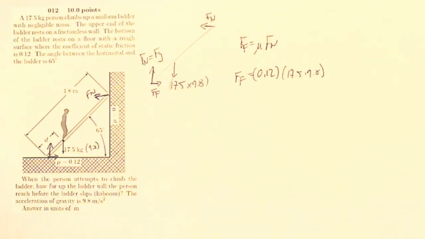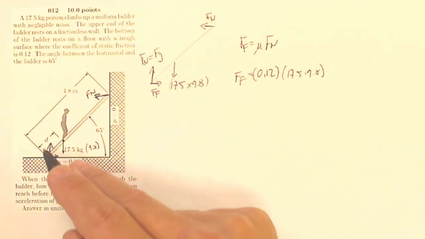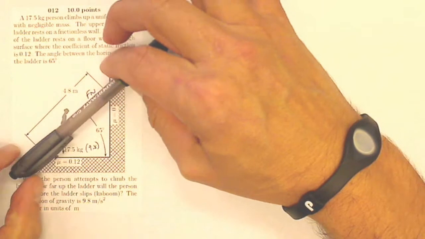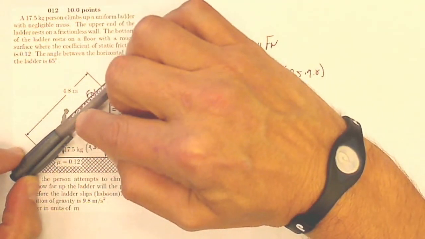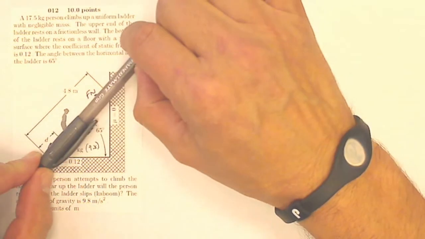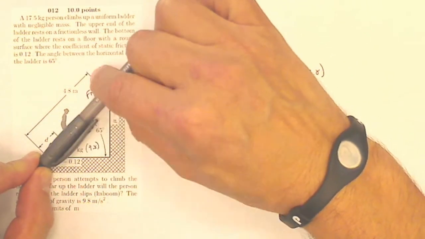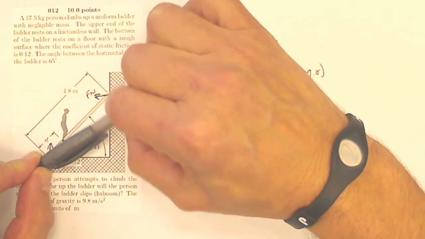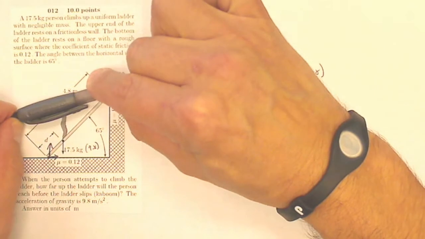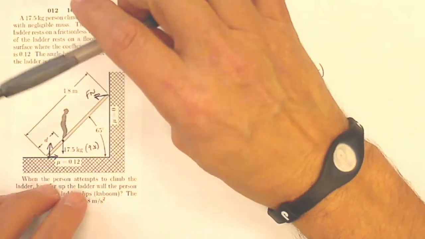So I know all my forces, but this question is asking, when the person attempts to climb the ladder, how far up the ladder will the person reach before the ladder slips? So I'm looking for this distance. Now where should I pick as my pivot point? I could pick any point. But what's going to happen when the ladder slips is this person will walk up enough that the torque will get so much that friction can't handle it, and the ladder will slip this way. So I can think of it as pivoting from the bottom point, spinning clockwise a little bit, or I could think of the pivot point up here and let it spin this way. Either one will work for this problem because I know all my forces.